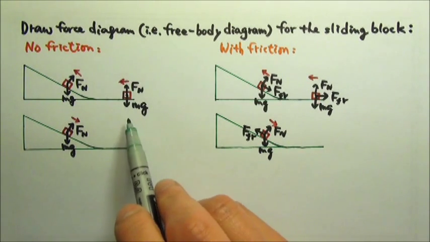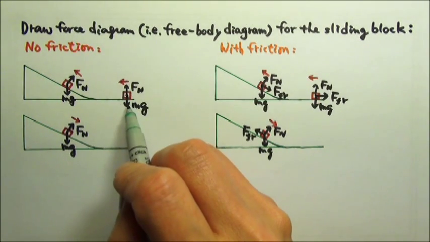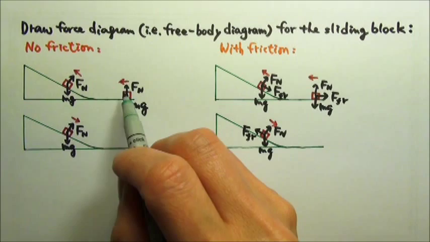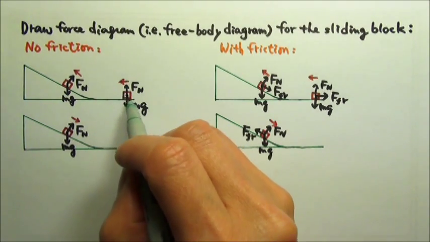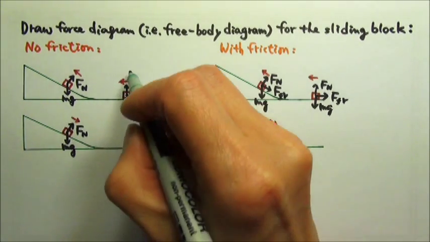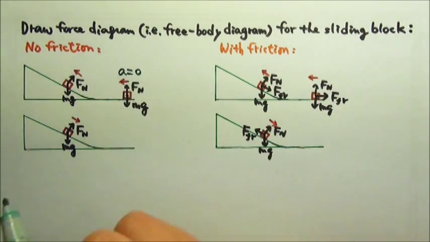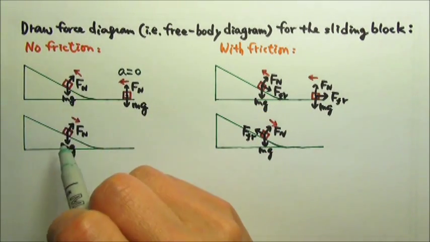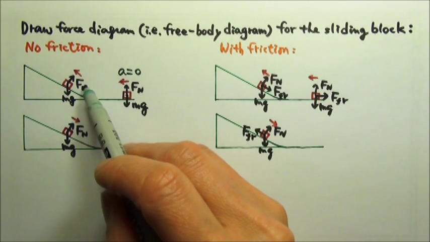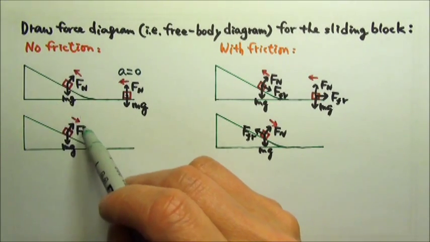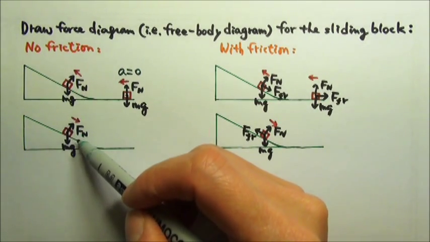When there's no friction, these two forces would cancel. The net force is 0. That means the block would move at a constant velocity, no acceleration over here. For these two, whether the block is going up the incline or down the incline, we have the same force diagram.